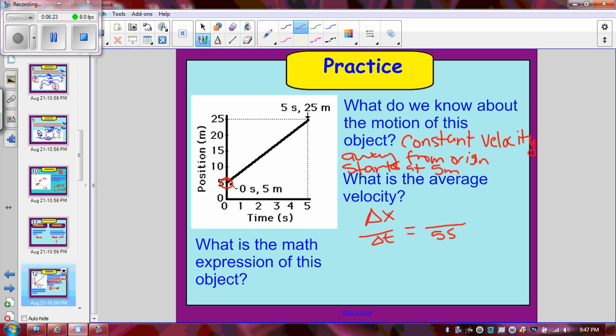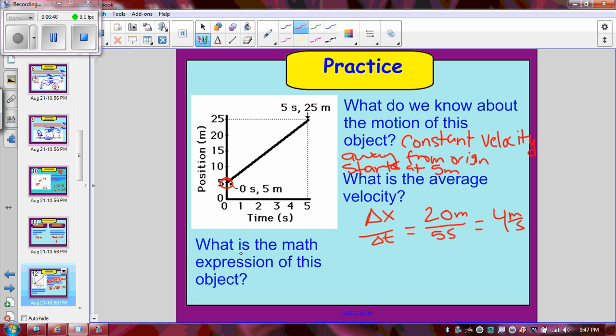It might be tempting to want to go ahead and put 25 in here. However, the change in position for this object went from 5 meters to 25 meters. So the change in x, or change in position, was actually 20 meters. And so the average velocity for this object would end up being 4 meters per second.